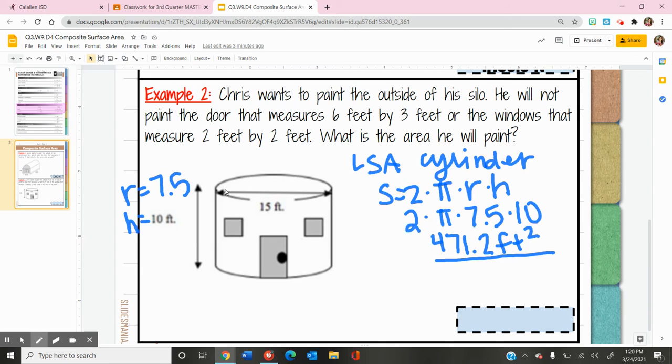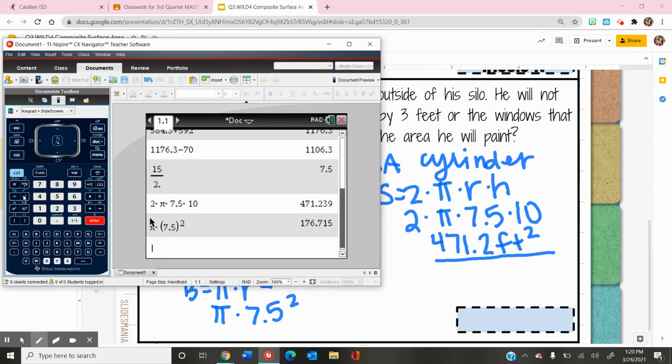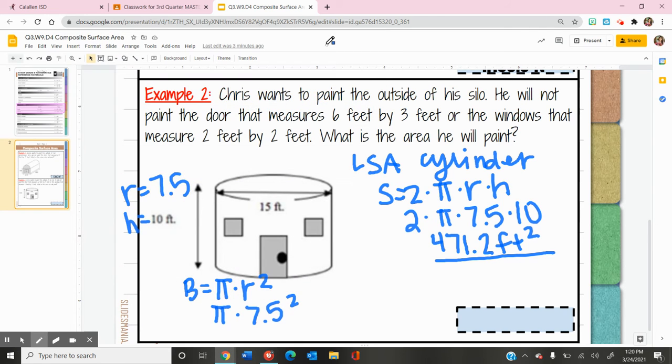Now I'm going to find the area of my base. The area of a circle is pi times r squared. So B equals pi times r squared. Also, you could have used the formula for total surface area of a prism, and you could have just taken out the 2 since there's only one base that we're finding. So this is pi times my radius, which was 7.5, squared. So I'm going to open this up. Pi times 7.5 squared, and we get 176.7.